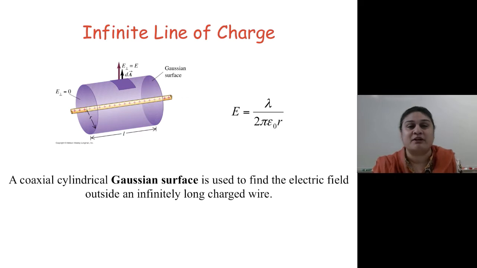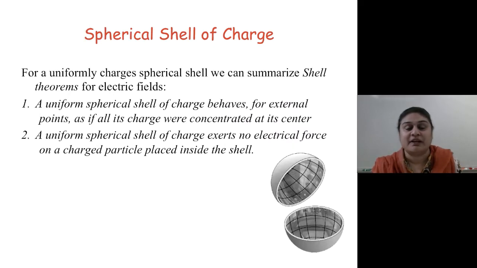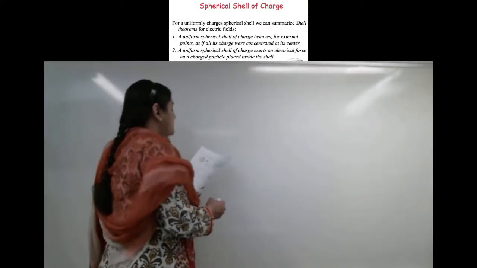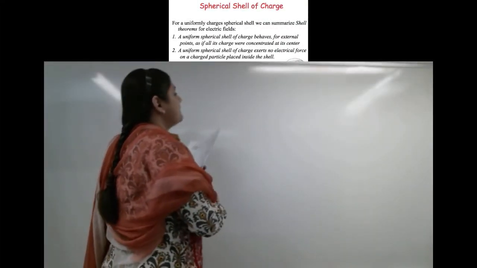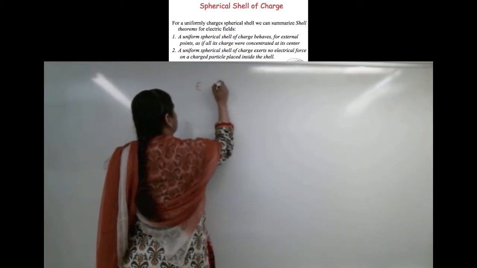So we will talk about an infinite line of charge. We will also do an infinite sheet of charge, and then a shell of charge, and so forth. Let's start with the simplest of cases. What about an E field due to a point charge?